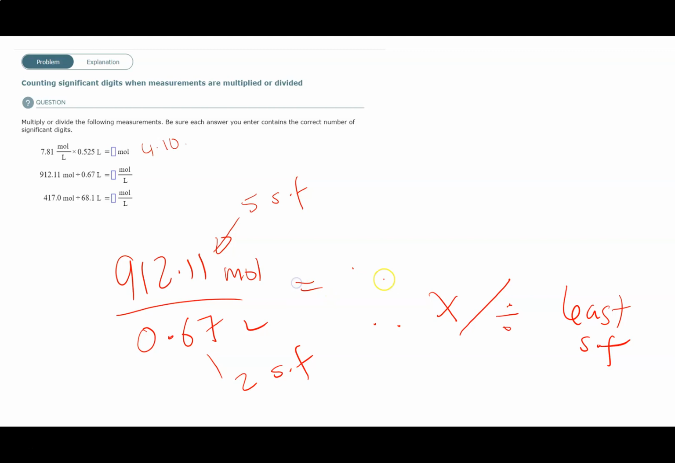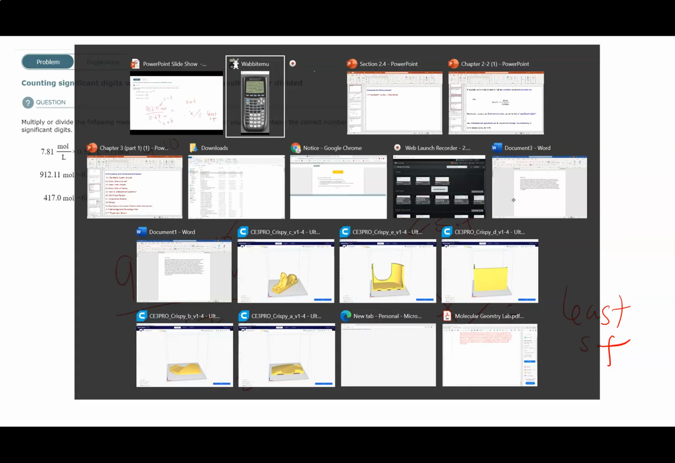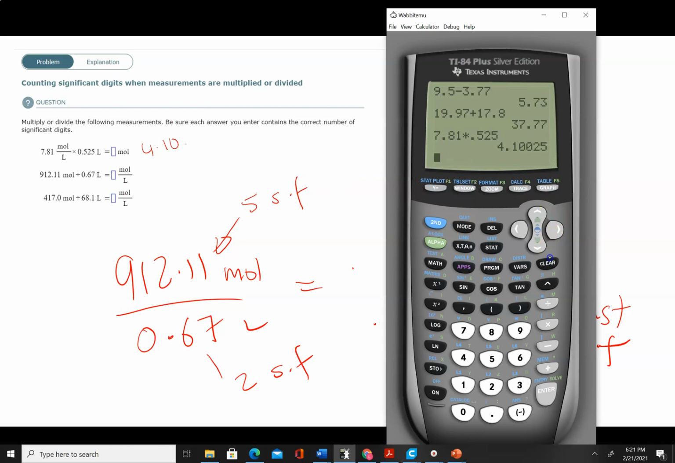Okay, so we know that our answer is going to be the least of those two. Our answer is going to have 2 sig figs. All right, 2 sig figs in our answer. So let's put that in. We've got 912.11 divided by 0.67.